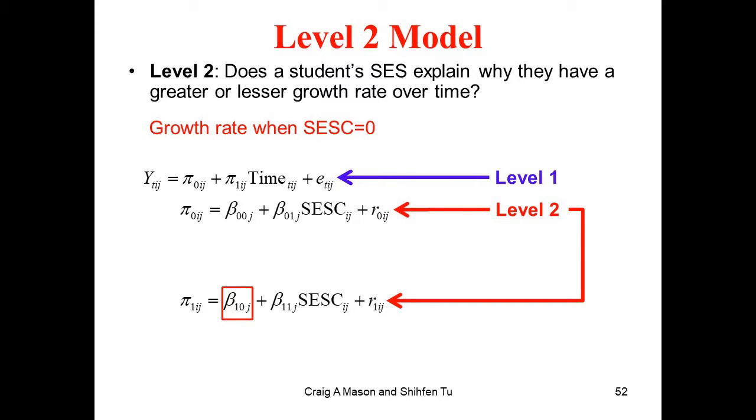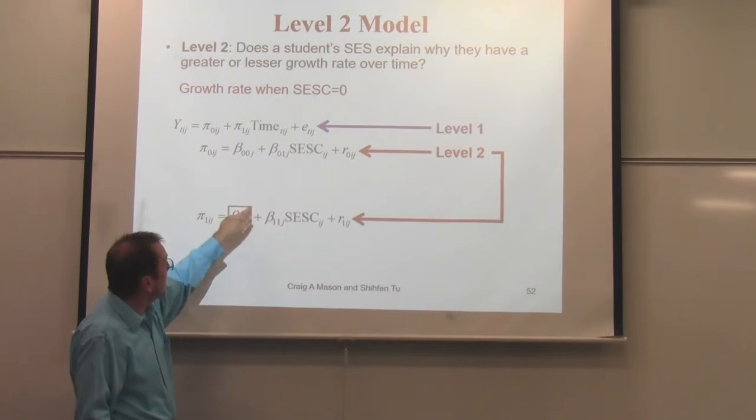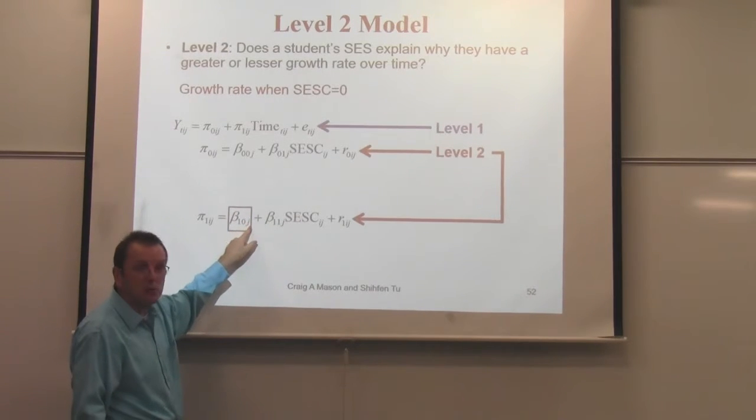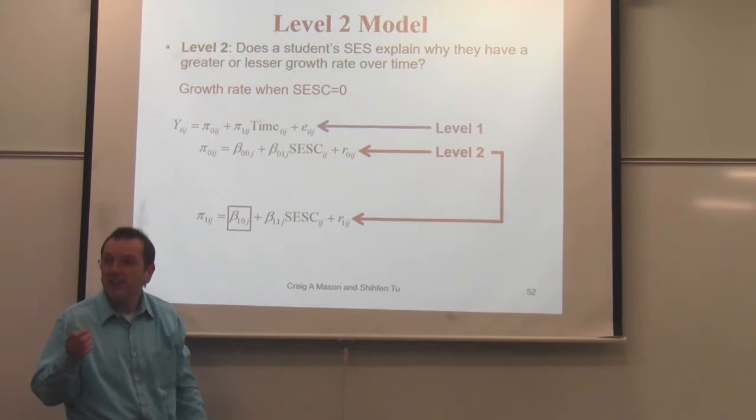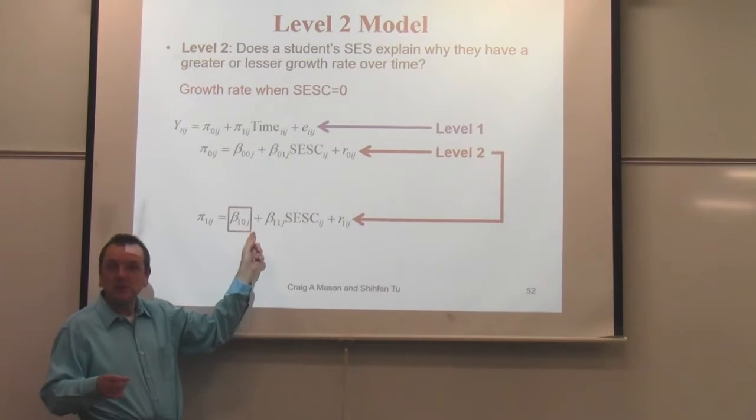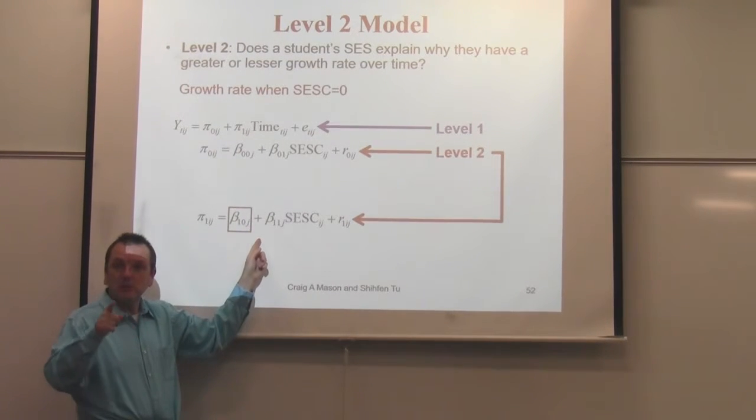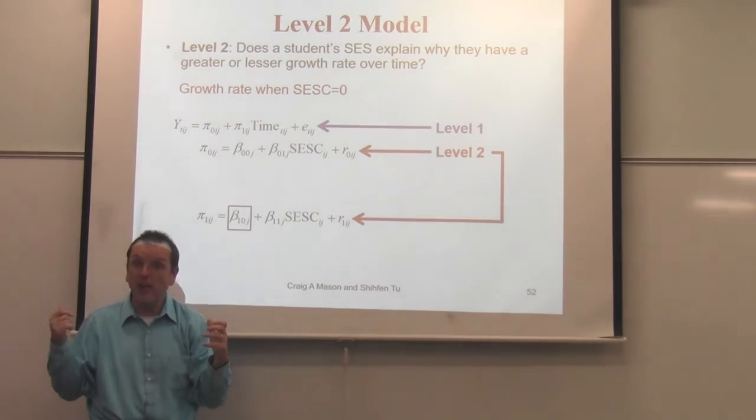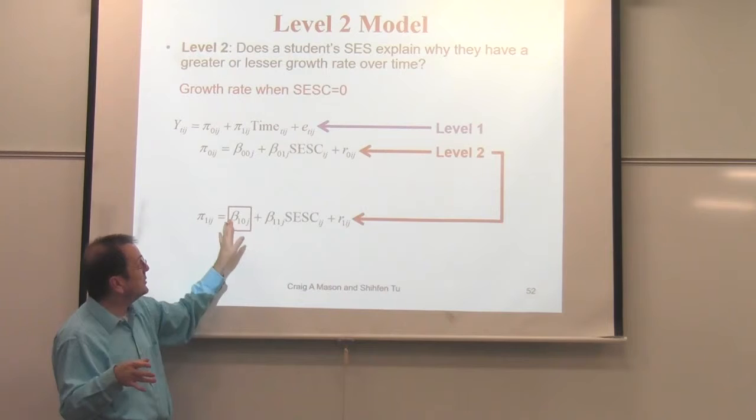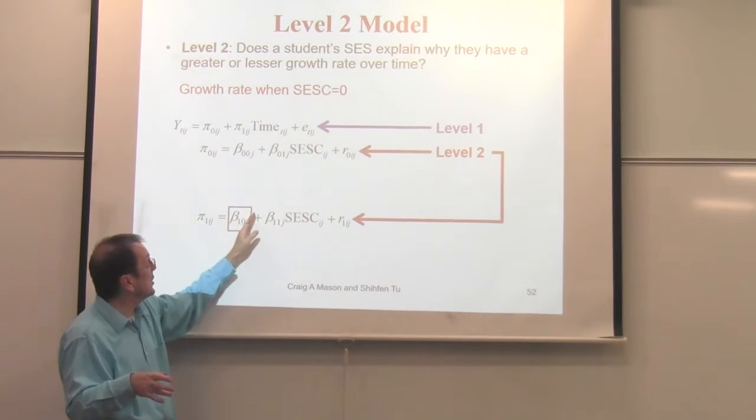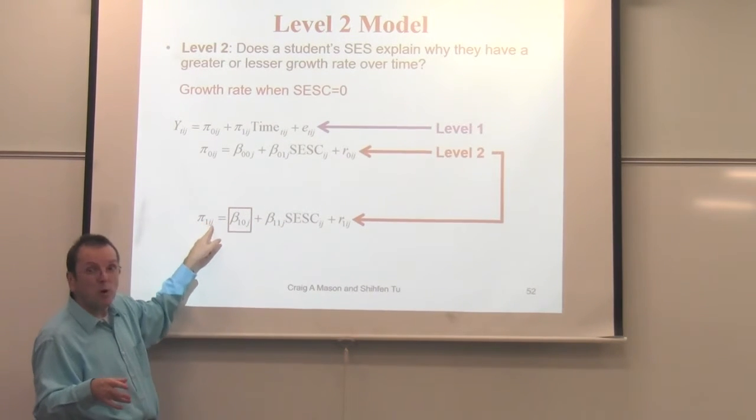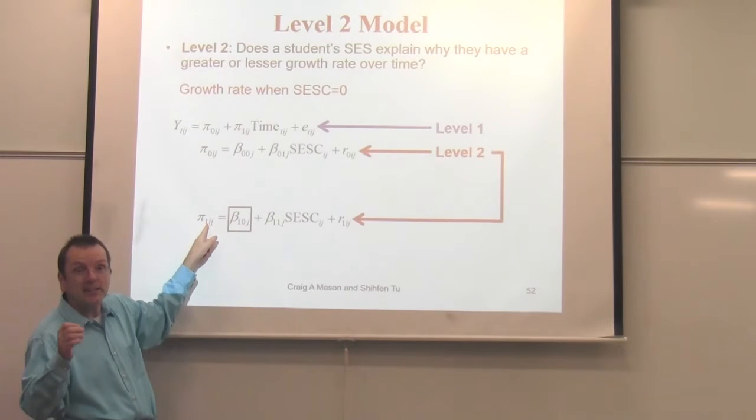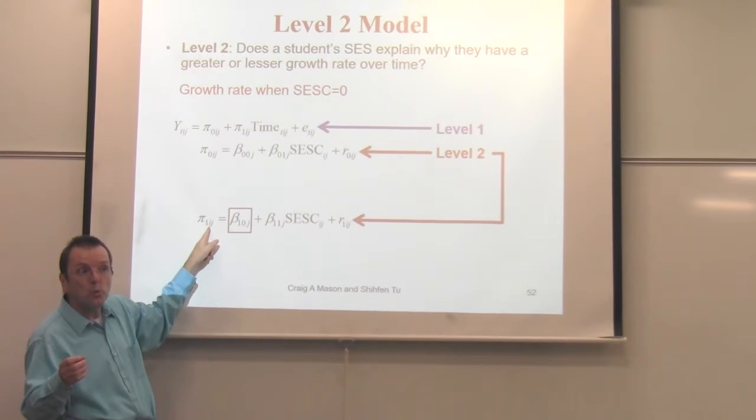Beta 10j is that growth rate when SES is 0. And notice, I should have pointed that out earlier, it's beta 10j, so there's still J different beta 10s, one for every school. Now we're coming up with a model for each school. There's J, right? 25. So every school is going to have a regression equation predicting the growth rates for kids in that school.